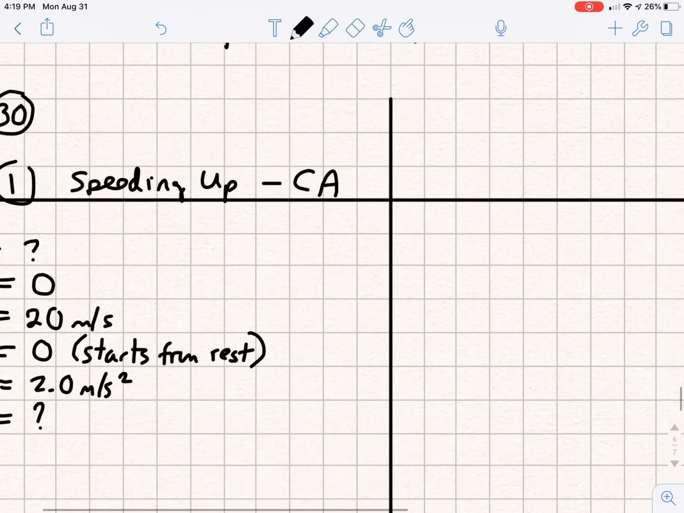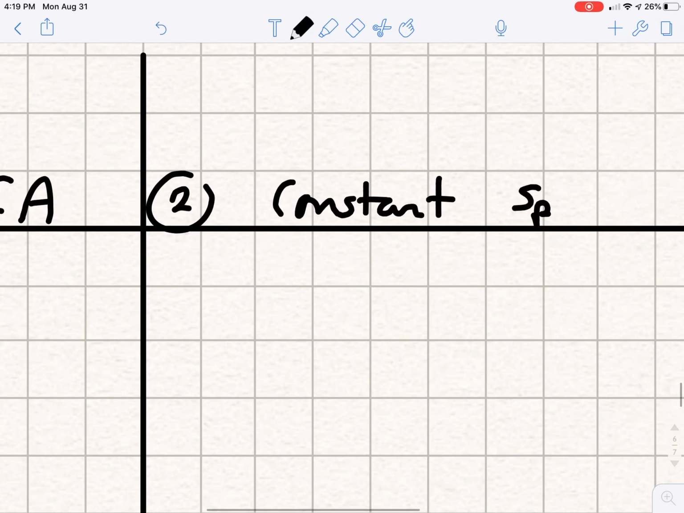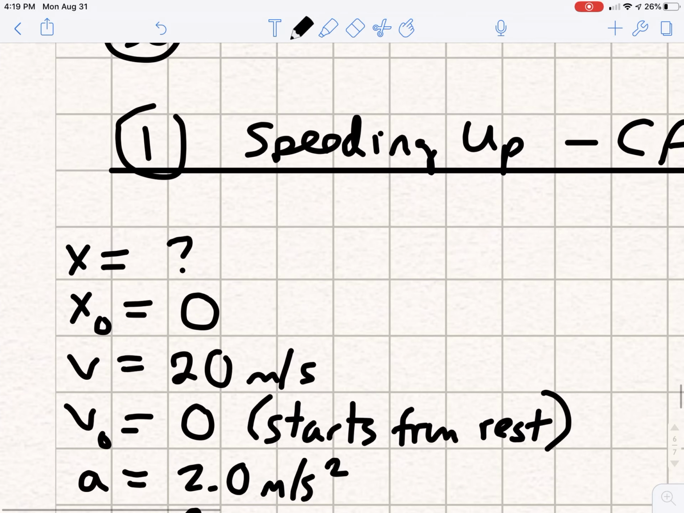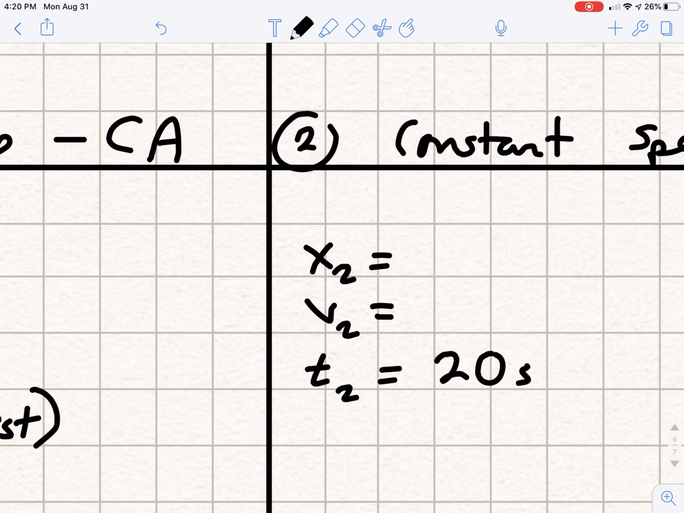Now, the second part of this motion is constant speed. This part's a lot easier simply because there are fewer variables involved. I'm going to call this x1. This becomes x2. And I don't really know how long it's applied. We just know that x2, and I have v2, and I have t2. I just know that the truck travels for 20 seconds at a constant speed. But what is that constant speed? It doesn't say.